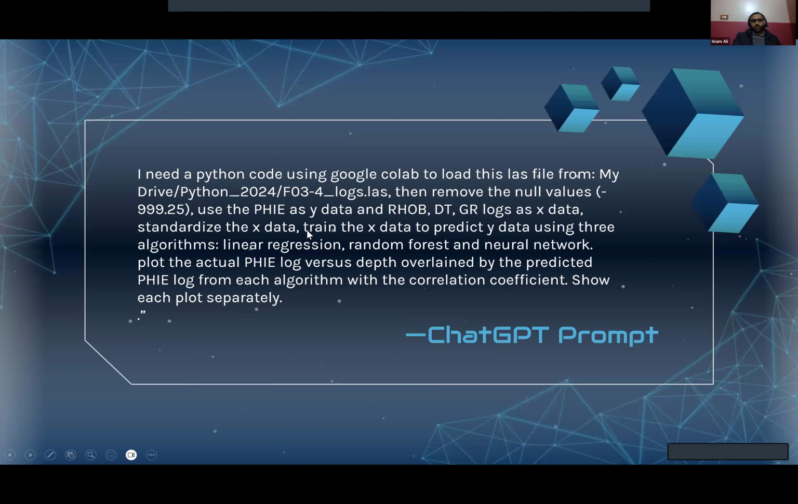Okay, let's go back to ChatGPT. We'll ask it to train the X data, the inputs, to predict the Y data, our targets, using 3 algorithms. Why? Because I want to compare between them. I will use a very simple linear regression and 2 advanced algorithms. One is called random forest and one is called neural network.